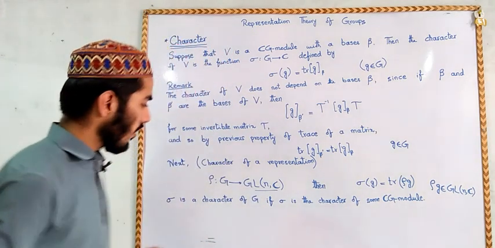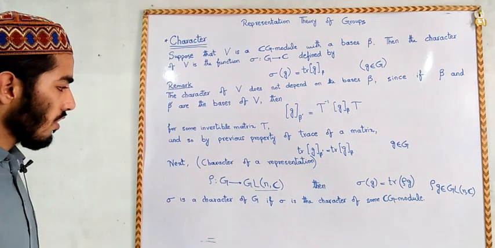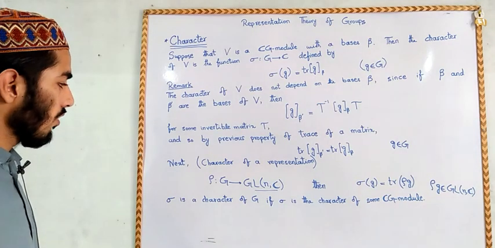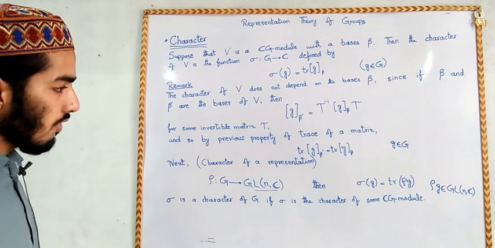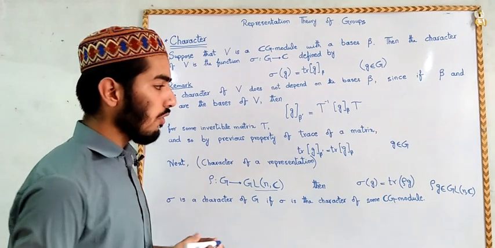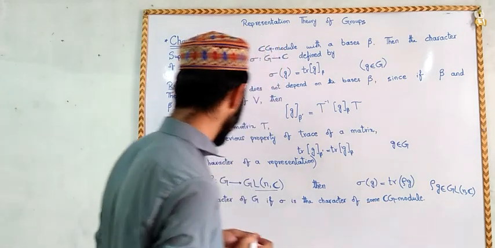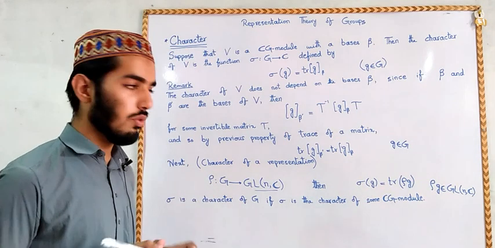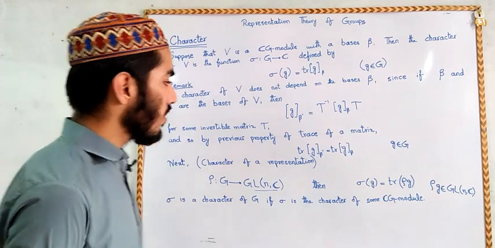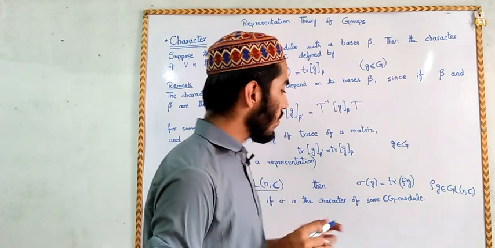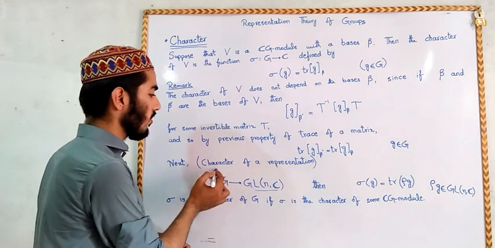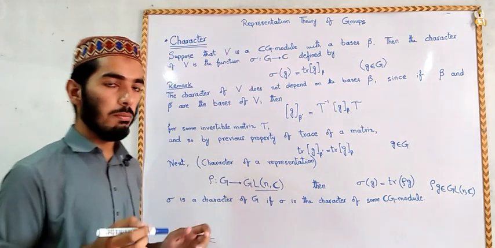Next we can also talk about irreducible and reducible characters, but this actually depends upon the corresponding CG module. If this CG module is reducible, then we can say that the character of its representation is reducible. On the other side, if this CG module is irreducible, then we can say that the character of the representation of a group is irreducible.